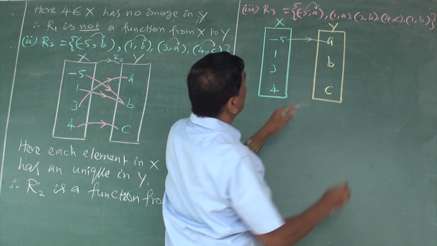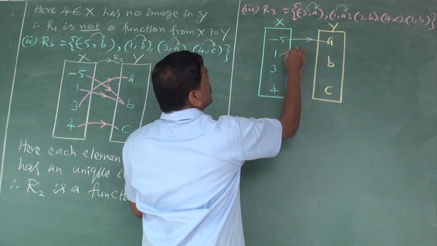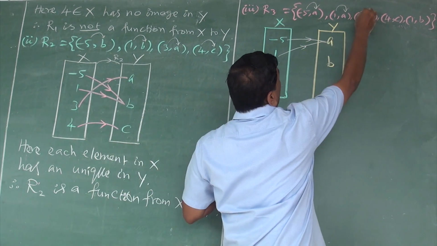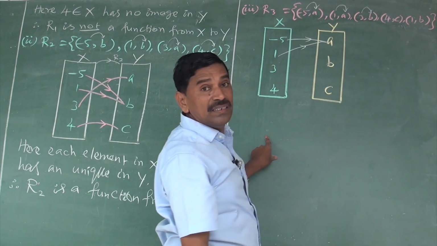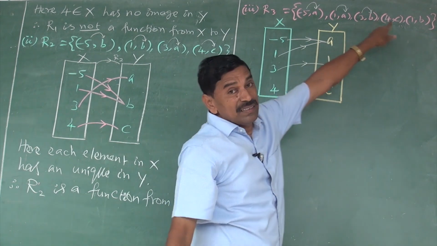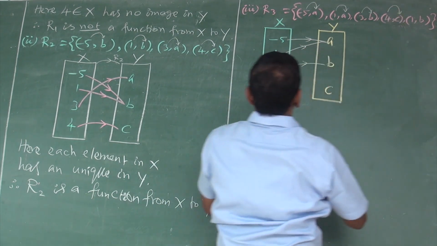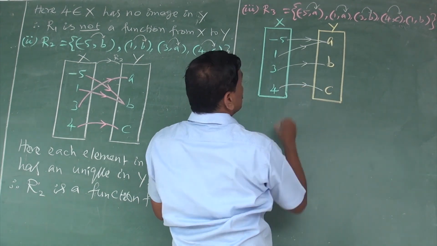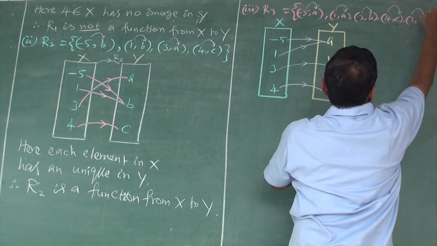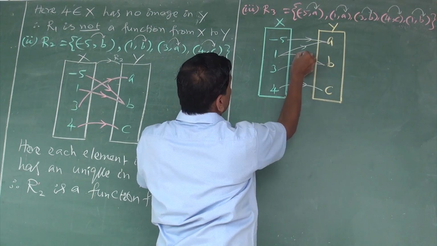Next, 1's image A. Next, 3's image B. Next, 4's image C. Next, 1's image B. Yes, that is 1's image B.